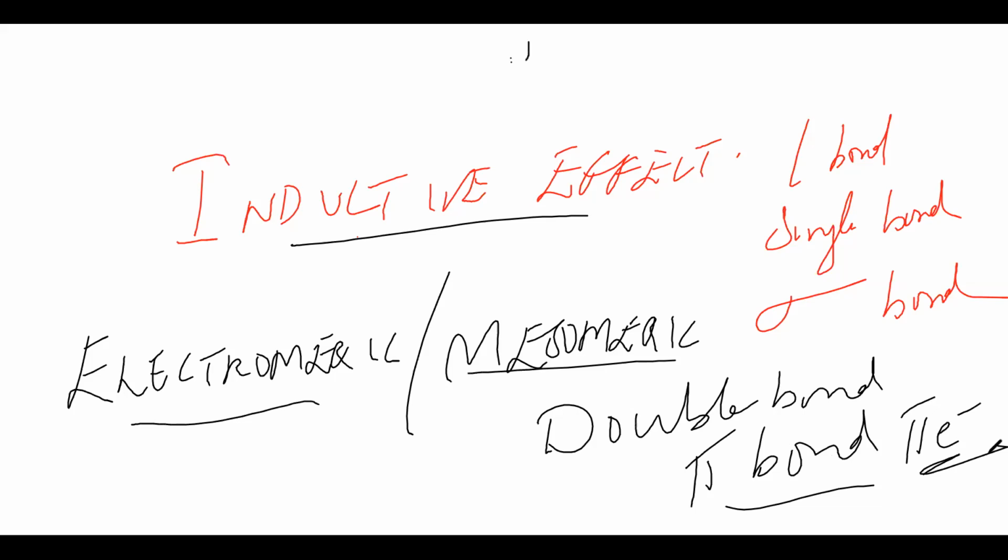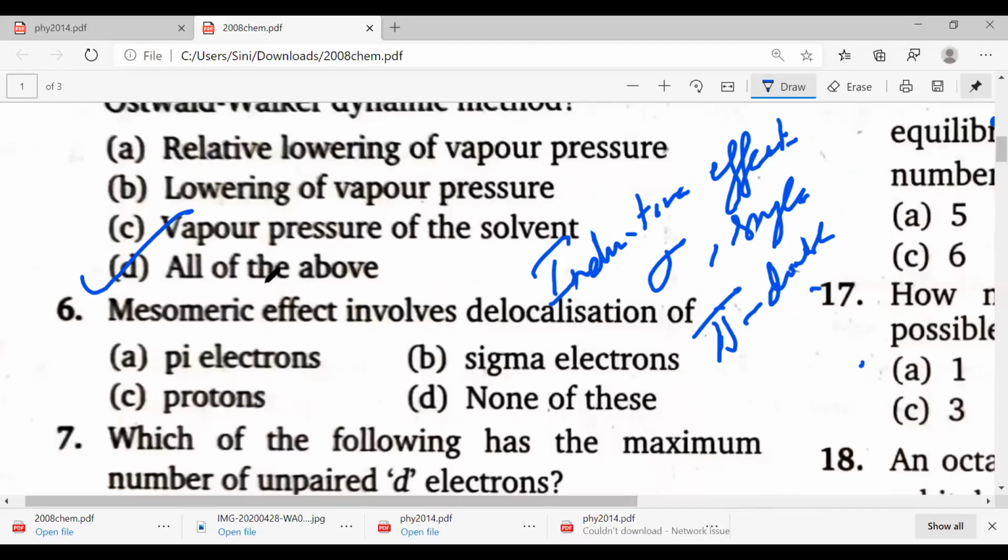This is the only question they can ask. So mesomeric effect is what? Delocalization of pi electrons in this. This is the only question they can ask from this. Sigma electron is only for inductive effect. If you're not getting correct here, no need to worry, because in almost all the papers, either they'll ask inductive effect or the mesomeric effect or the electromeric effect. No need to worry at all. Inductive effect is only for sigma electrons or the single bond.